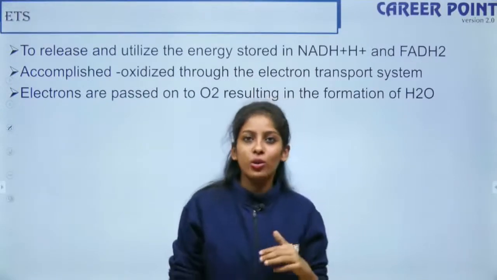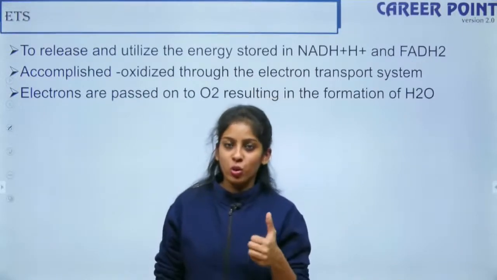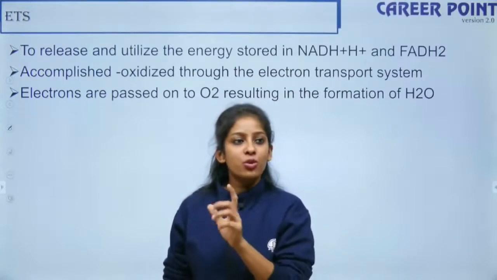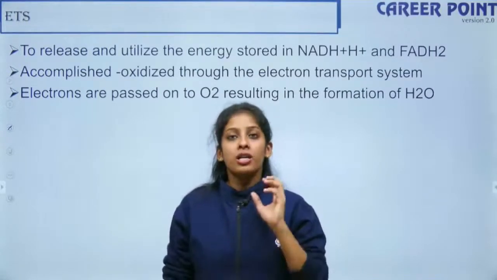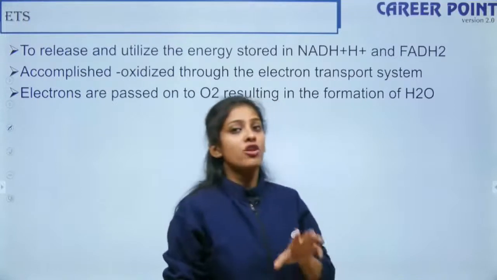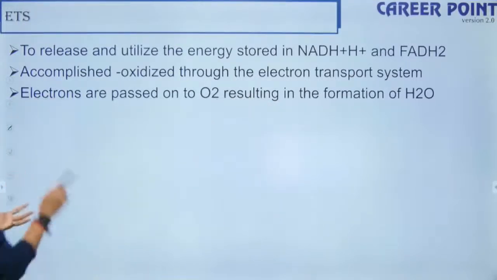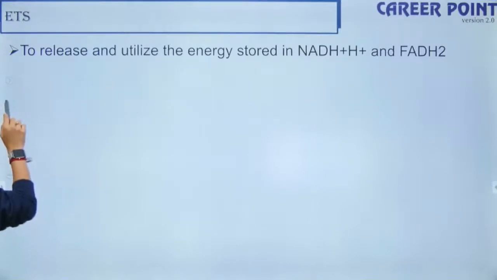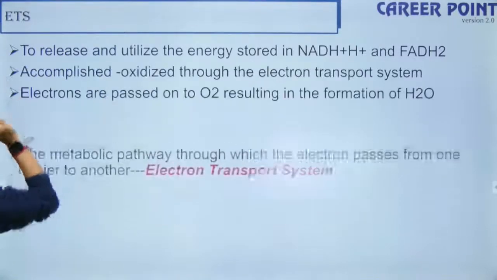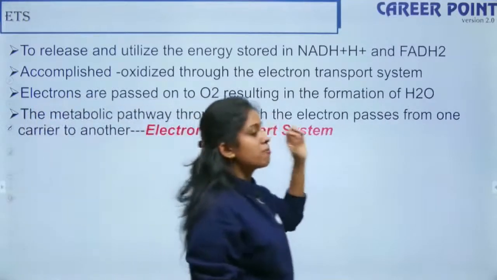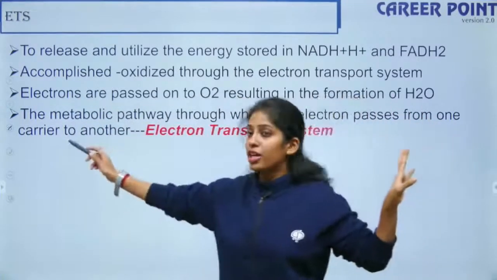So when I wrote the equation of respiration, the end products were water and carbon dioxide. Carbon dioxide was obtained in the Krebs cycle. Now water we have to obtain. That final water molecule is produced in the ETS, and how? Through oxygen. Right? Yes, it is the metabolic pathway through which the electron passes from one carrier to the other.